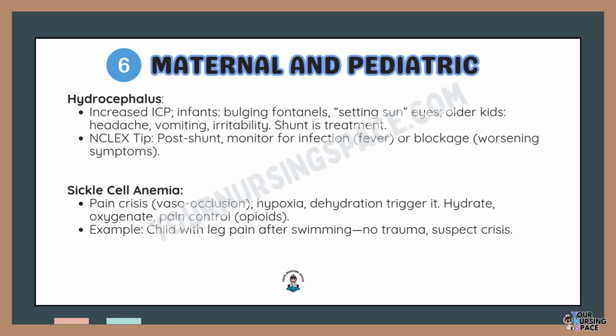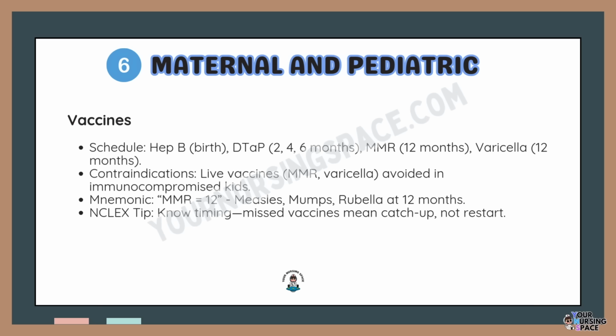Sickle cell's different. Red blood cells sickle, clogging vessels, causing pain crises. Triggers like dehydration or low oxygen spark it, so a kid might scream about leg pain after a hot day outside. Fix it with fluids, oxygen, and opioids for pain. NCLEX loves shunt complications and sickle cell triggers. Stay alert. Vaccines are up next, and it's all about timing and safety.